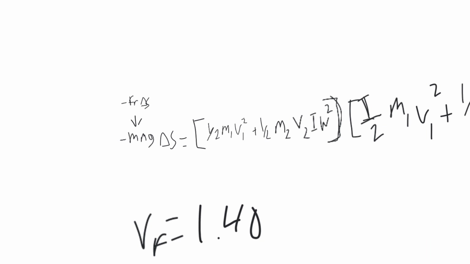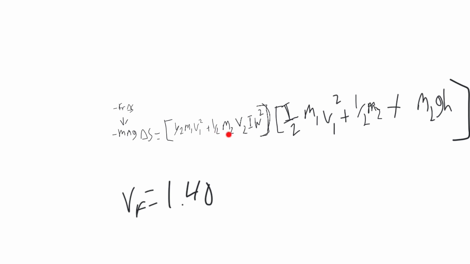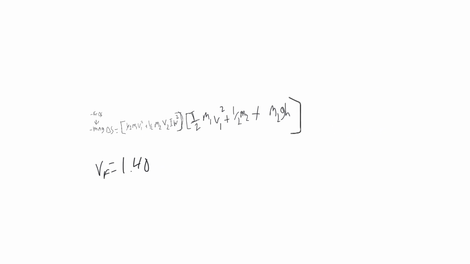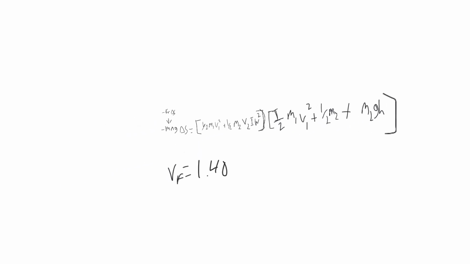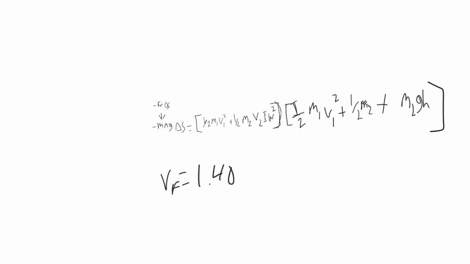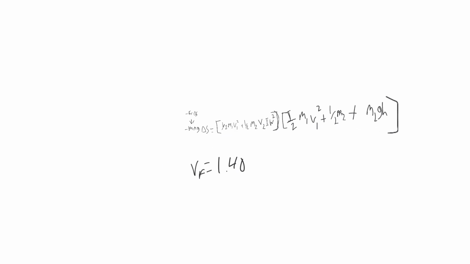So now we have this, which is the representation of the mechanical energy. This is the kinetic energy of M1, and this is the kinetic energy of M2, and this here represents the rotational energy, and then we add the potential energy of mass 2. So we have the kinetic energy plus the potential energy found here, and that's basically what we have.